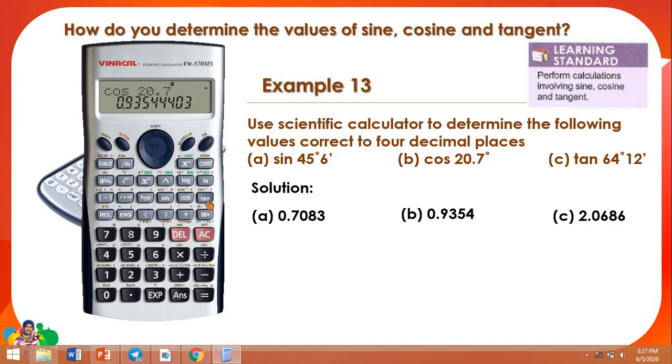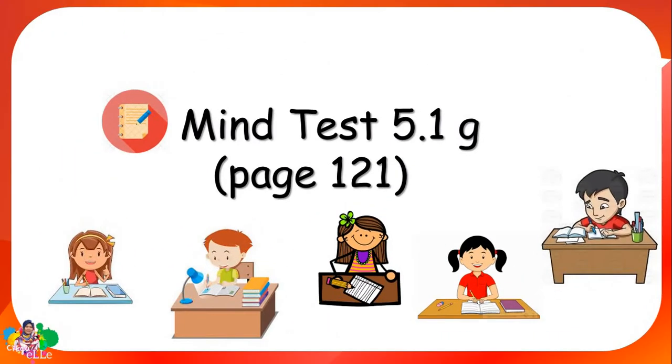The other one is tangent. You press the tangent button, 60 degrees, press the degree button, 12 minutes, then equal. The calculator will display the answer 2.068599 and so on. Round off at digit 5 because you want 4 decimal places. For your exercise, try Test 5.1G on page 121 in your textbook. Okay, we continue.